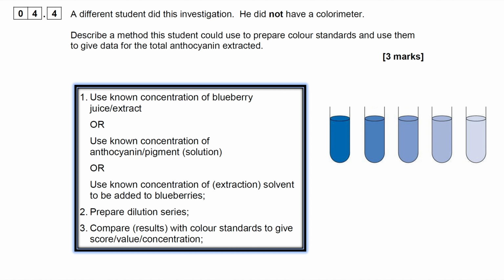Number 1, use known concentrations of blueberry juice or extract, or you can say use known concentrations of anthocyanin or pigment solution, or you can say use known concentrations of extraction solvent to be added to blueberries. Point number 2, prepare a dilution series.